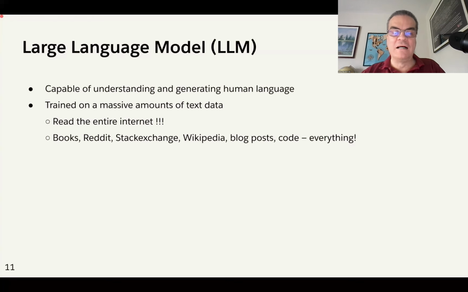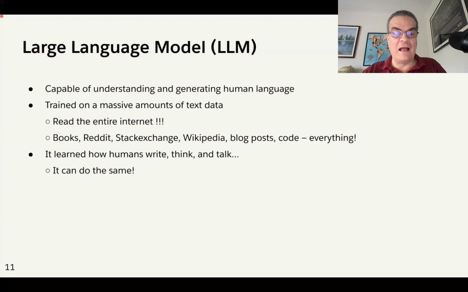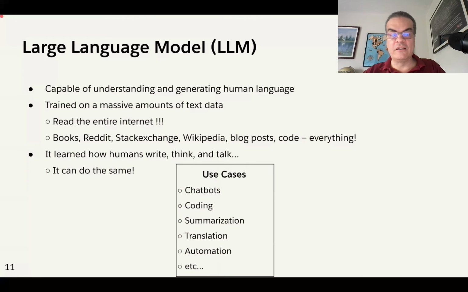It's trained on massive amounts of text data. It actually read the entire internet twice. So it read books, Reddit, Stack Exchange, Wikipedia, blog posts. It read the whole thing. And by reading that, it learned how humans write, how we think, and how we talk. So now it can do the same. And LLMs can be used for chatbots, for coding, for summarization, translation, automation, even agents, of course.